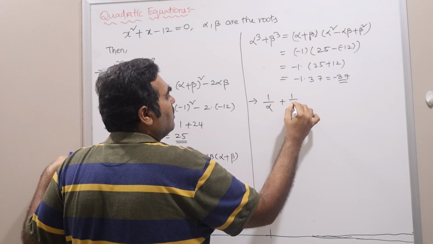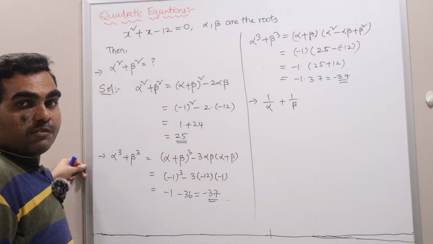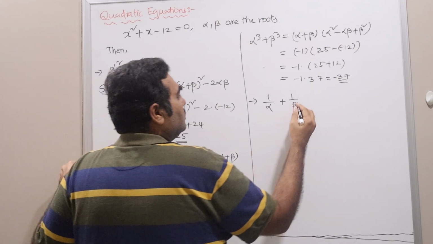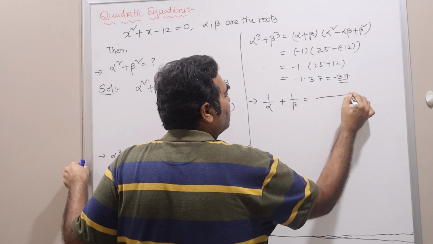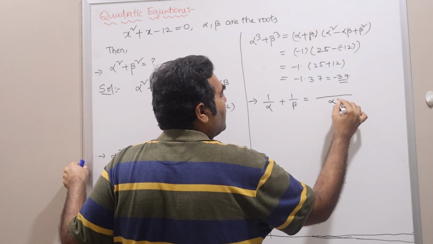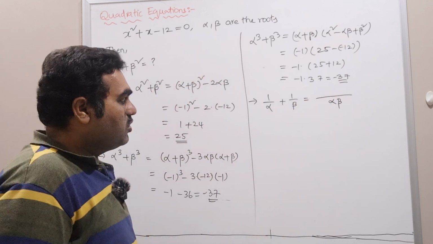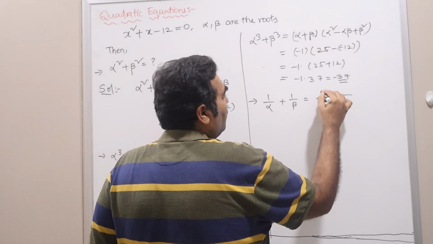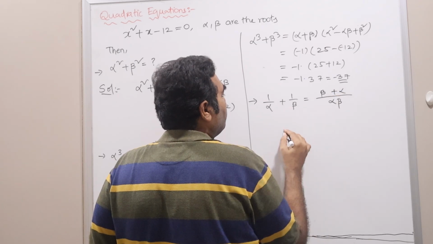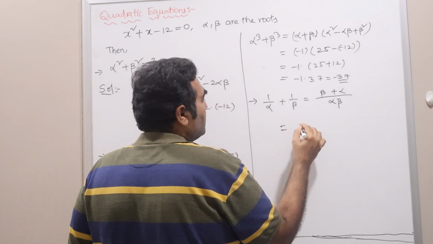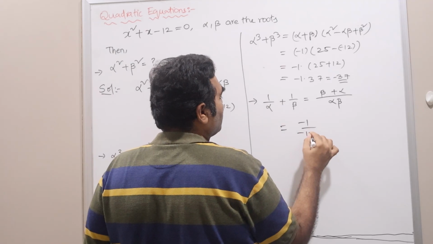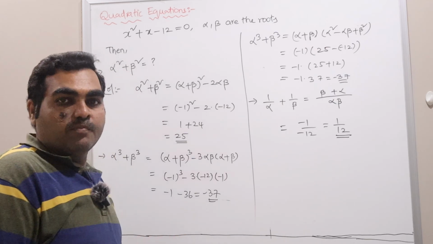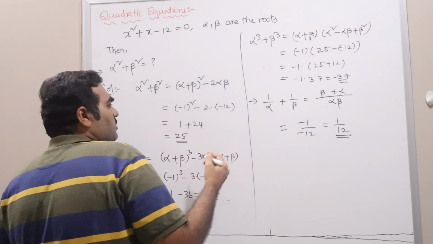Now just like this you may consider many terms. Let us take 1 by alpha plus 1 by beta. These kinds of questions were asked in JEE Mains. If you are asked to find this, it can be determined by a simple approach. Let us say the LCM is alpha beta. Now it is beta plus alpha over alpha beta. So alpha plus beta is minus 1 and alpha beta is minus 12, which gives 1 by 12.